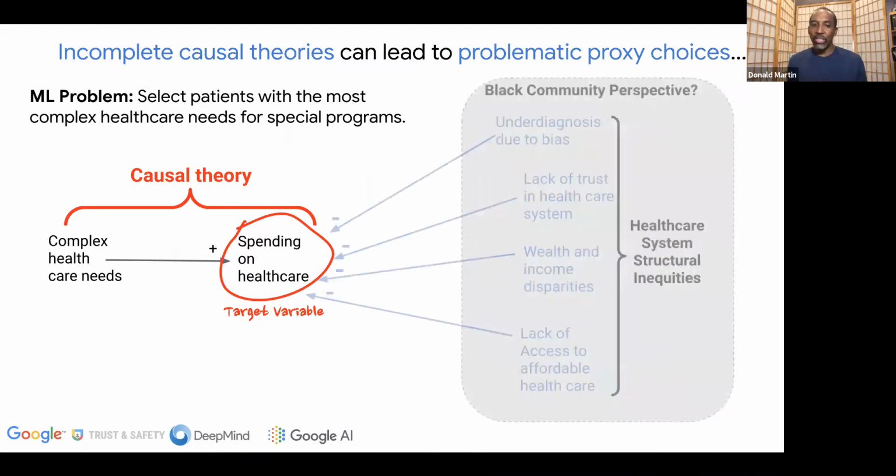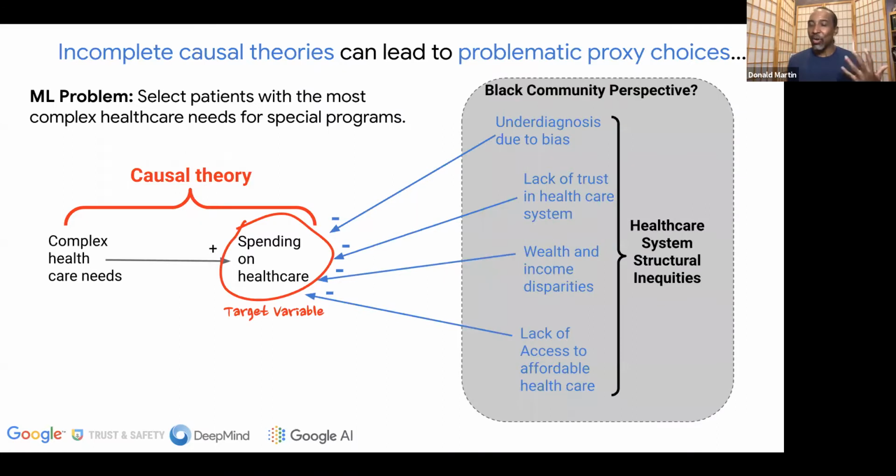The primary reason is because this causal theory leaves out many critical factors that influence how much people in the Black community spend on healthcare. An additional problem is that when this causal theory was formulated, no one from the Black community was represented in the room to formulate it. It's often kind of implicit. It's not made explicit for other people to critique and criticize.